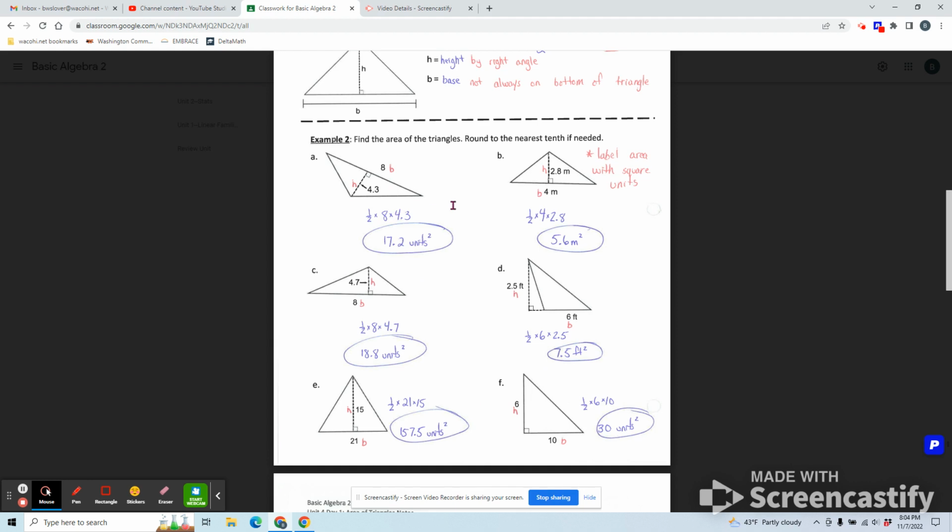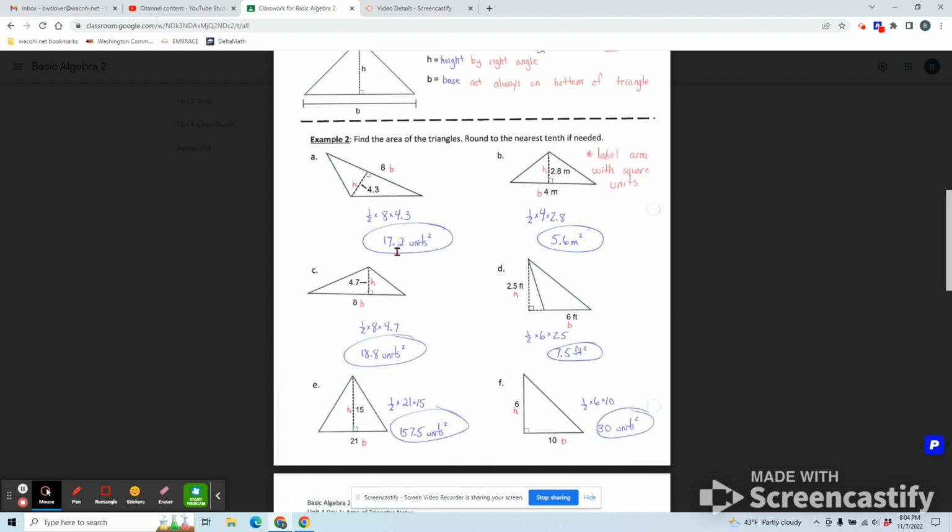Either method, either formula is going to get you the same result. I want to caution you to make sure that you are labeling these correctly. Notice all of these have a power of 2 because I'm finding the area. Okay, the labeling does matter.